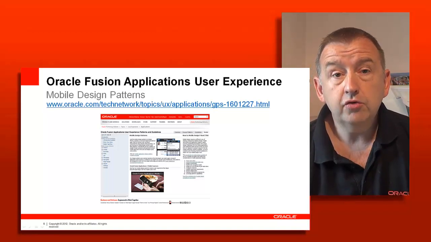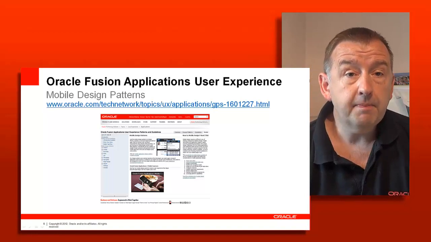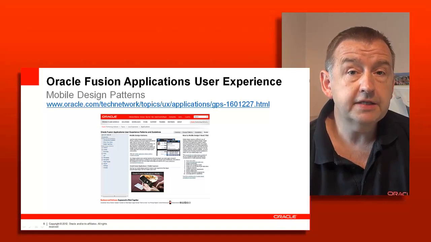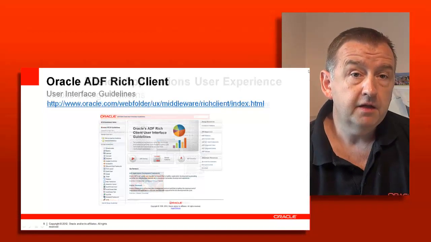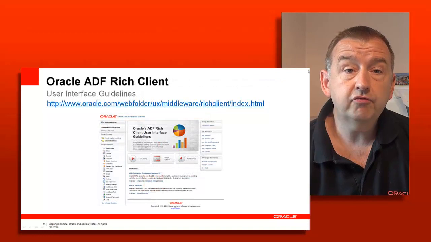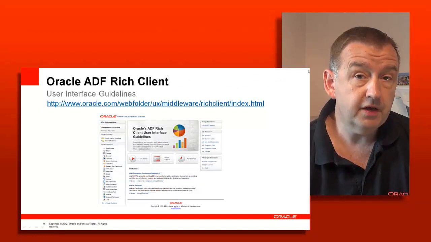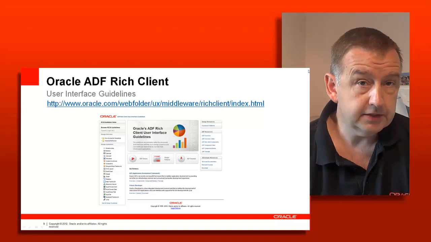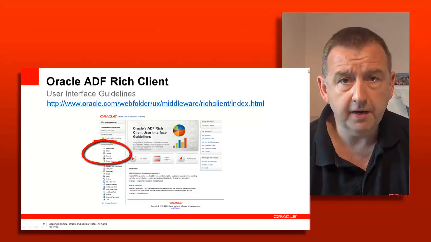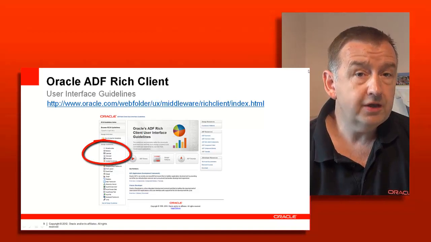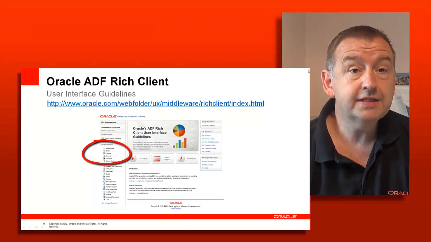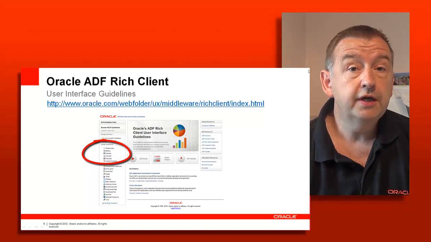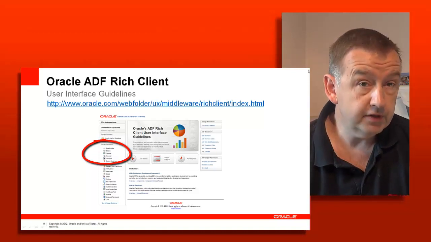Yet again, the research we've done and the patterns we've developed are all being pulled together into the mobile design patterns page. The final guidelines are for the ADF rich client UI components themselves. So for each of the UI components we've documented our guidelines. For example, let's take a button. When should you use an icon in the button? When should you use an accelerator key? How should you use a button to best ensure information is picked up by a screen reader?